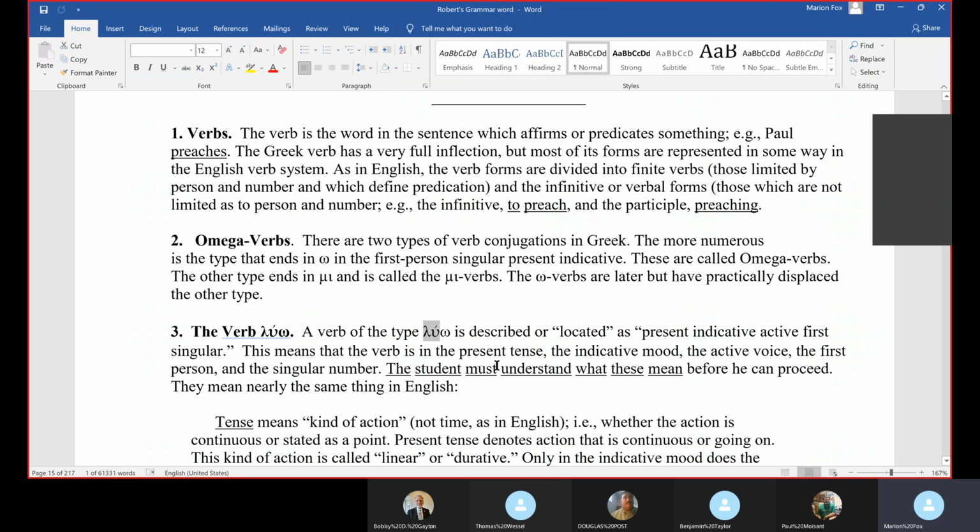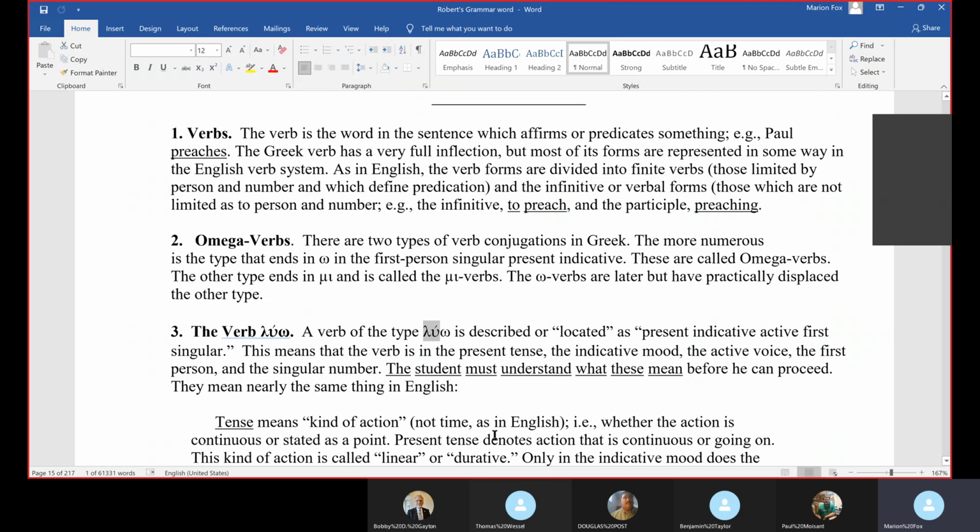It's not exactly the same as the English present tense. The indicative mood is pretty much the same as an English indicative mood. The active voice is pretty much the same as an English active voice. The first person and singular number are basically the same as in English. So we must understand what these mean before we can proceed. They mean nearly the same thing in English.